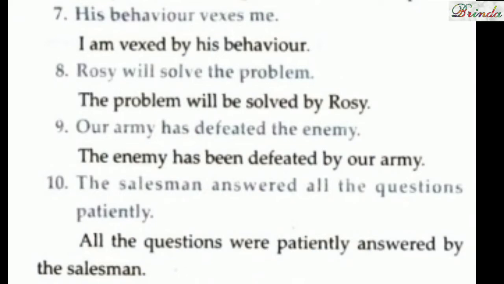All the questions were patiently answered by the salesman. Fine children, so what you do, simple: subject, verb, object, then adjunct will be there. Separate the subject. Subject, SVOA. So put A 1 2 3 and then 3 2 1. So if you change like that, it will be easy. And when you write into passive form, use the word by.